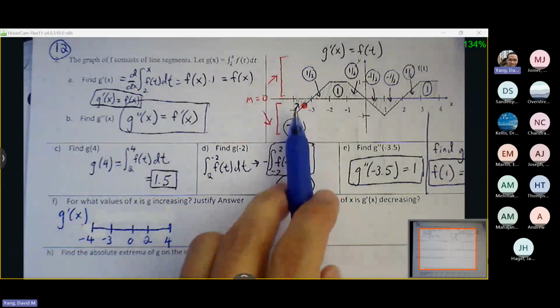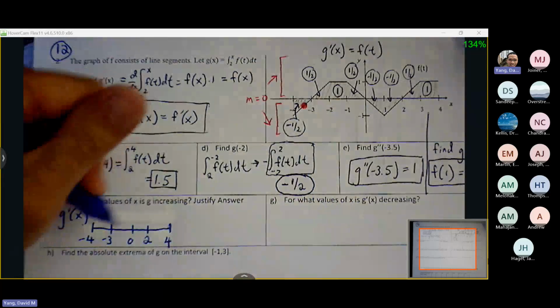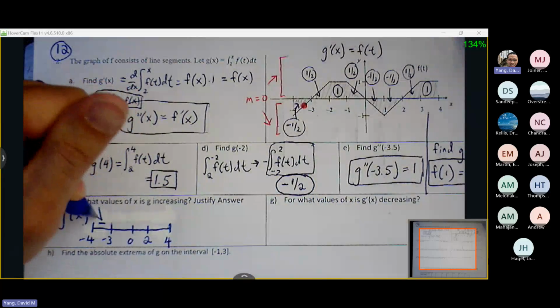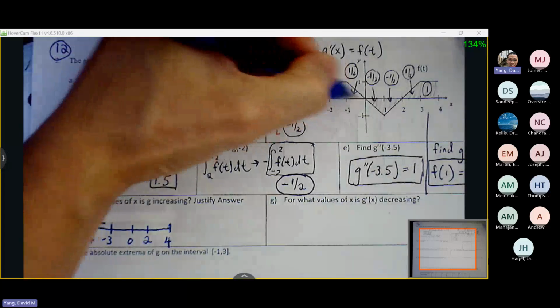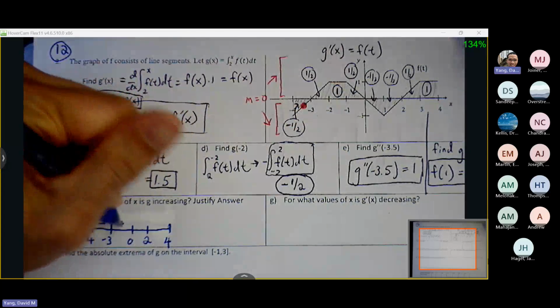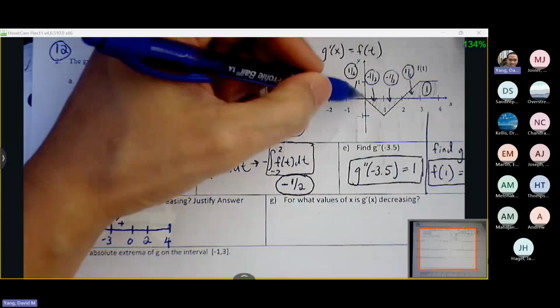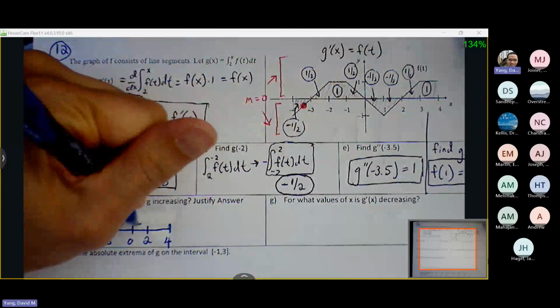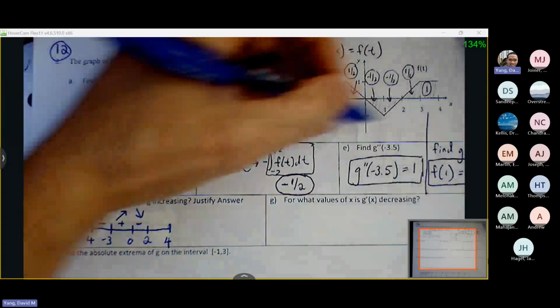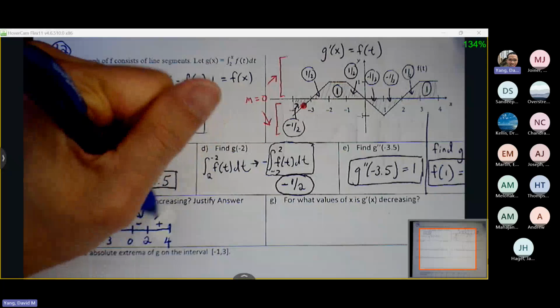All right, so between -4 and -3, we clearly see below the x-axis. So that's going to translate to a negative slope. Between -3 and 0, above the x-axis, so positive slope. Between 0 and 2, negative slope. Between 2 and 4, positive slope.